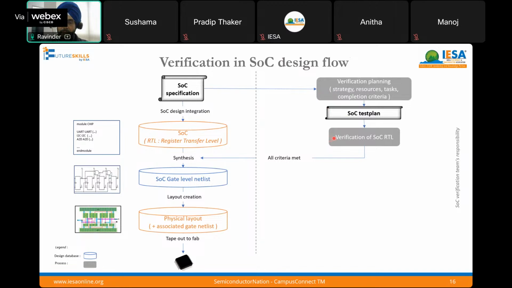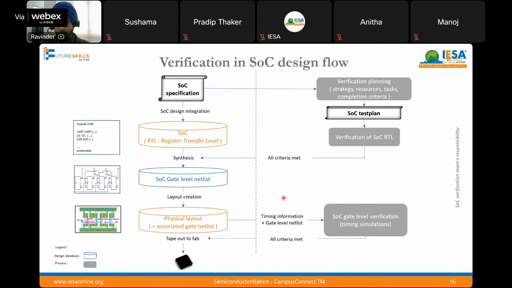Once everything passes well and all criteria as decided here are met, it is a go-ahead for the next step, which is synthesis and layout creation. The next portion is on gate level, and there is a dedicated slide on it where we will discuss what it is. But gate level verification is done at this stage, which has all the timing information and the gate level netlist. When everything passes, you give a go-ahead, and it can be fabricated.